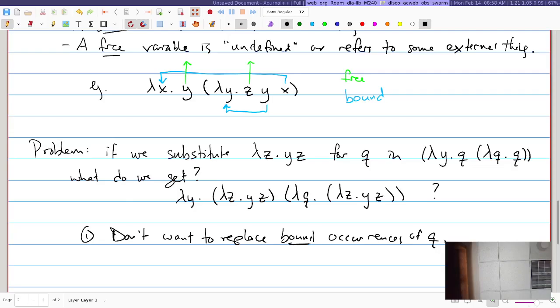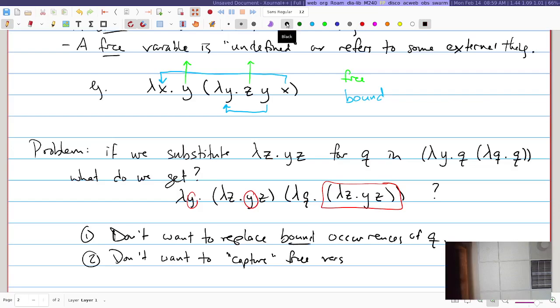I've changed the meaning of y by doing this, right? This y used to be a free variable. It was referring to something, who knows what, right? And now suddenly it's not referring to that something anymore. It's now bound by this lambda, right? So that's not good either. This is called capture of free variables.